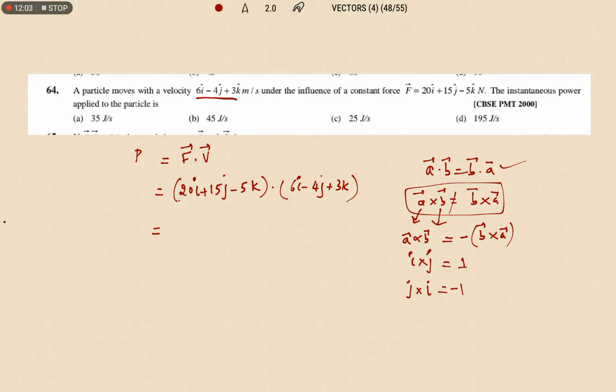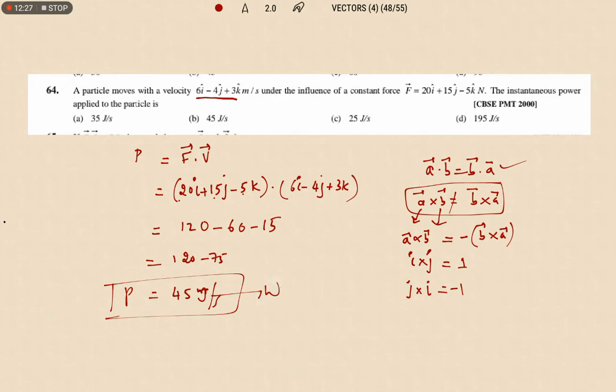So 20 into 6, 120, 15 into 4, 60, minus 15. So 120 minus 75, so 45 joule per second, because it is power we are expressing in terms of joule per second, or we can get watt also. Well, let us see the next one.